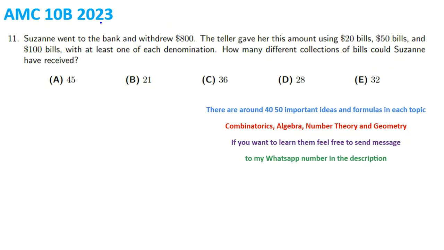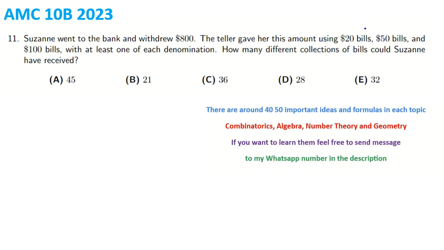AMC 10B 2023 problem 11. Suzanne went to the bank and withdrew $800. The teller gave her this amount using $20 bills, $50 bills, and $100 bills, with at least one of each denomination. How many different collections of bills could Suzanne have received?